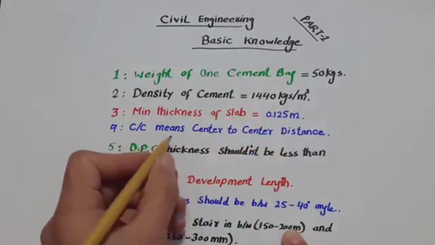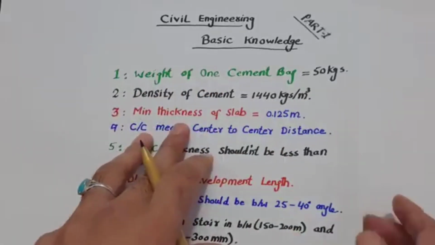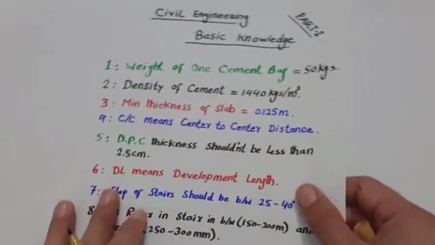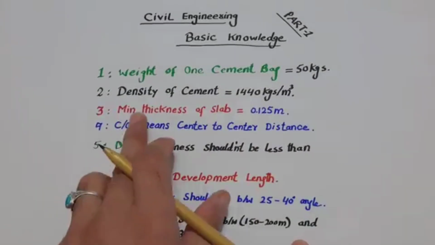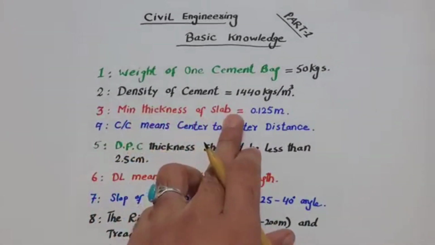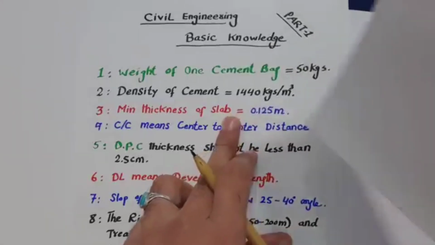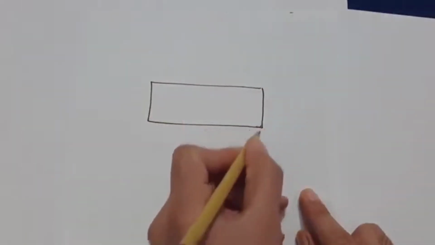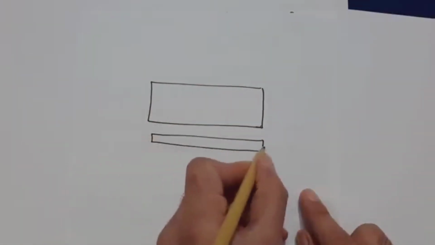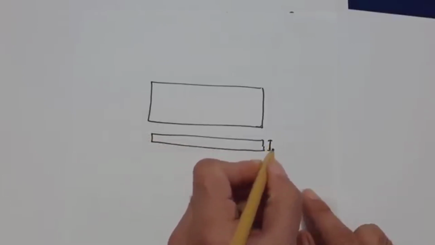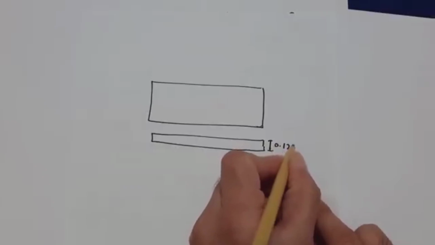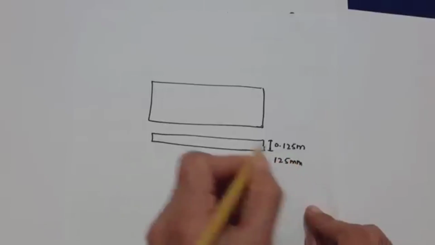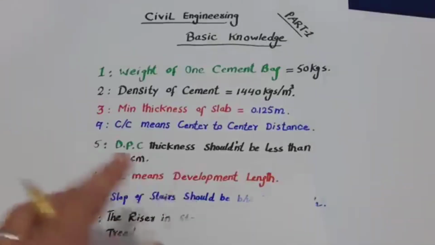Okay, the third one is, guys, minimum thickness of slab. Guys, we have about 15 points, as you can see, till 15 we have. All right, the third one is minimum thickness of the slab. Guys, you can see here, this is top slab, and this is the section, cross section. So the thickness of the slab should be minimum 0.125 meter or 125 millimeters.